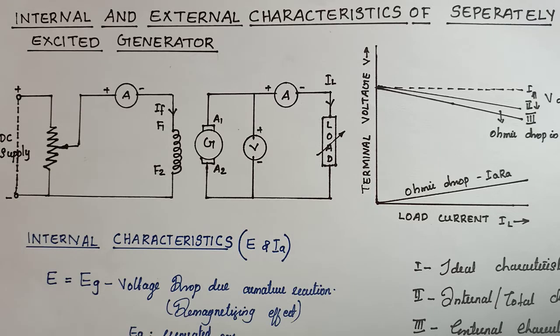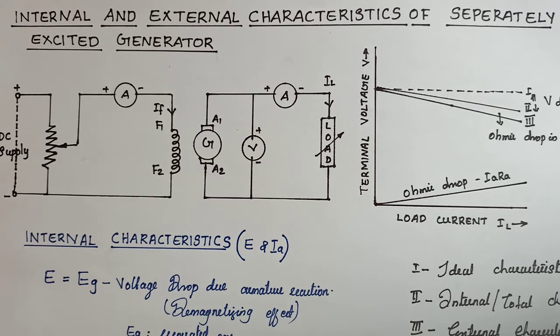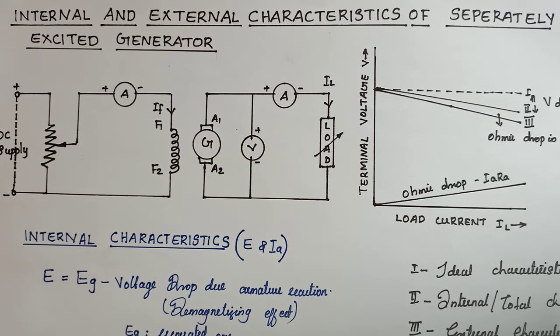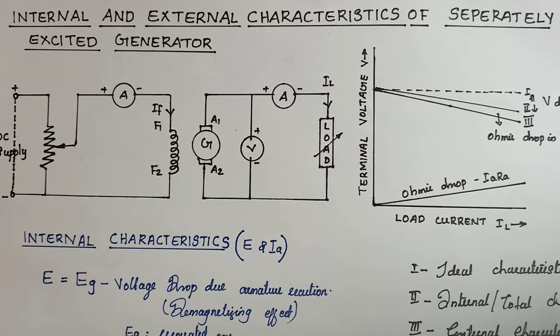Here we are going to discuss the internal and external characteristics of separately excited DC generators. Already we discussed the no load saturation characteristics, or open circuit characteristics, of this type of generator in the previous video. Here we are discussing the remaining two characteristics of that type of generator. Okay, internal and external characteristics.